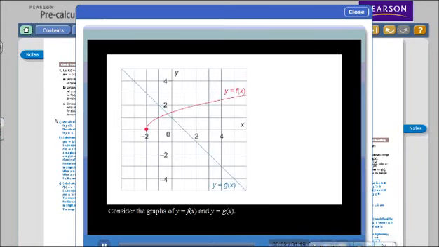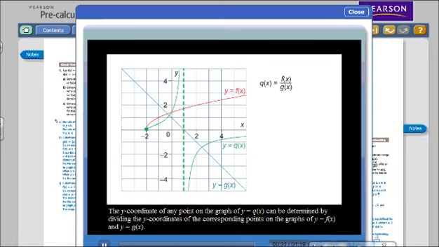Consider the graphs of y equals f(x) and y equals g(x). The quotient of the functions f(x) and g(x) is f(x) divided by g(x). This may also be written as (f/g)(x). I'll let q(x) equal f(x) divided by g(x). Here is the graph of y equals q(x).